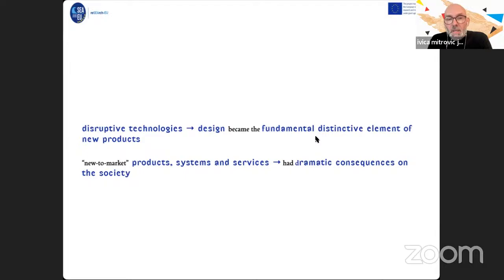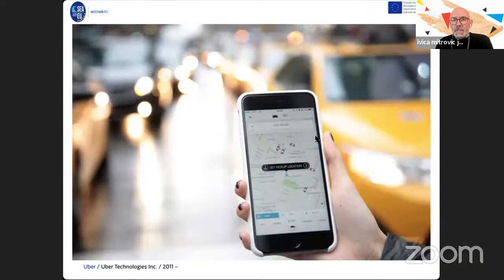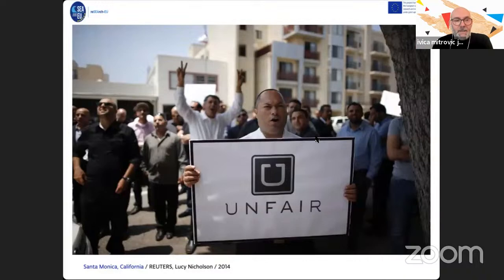These strong technological achievements provided great possibilities in the context of which design is becoming a kind of fundamental distinctive element of new products. And these new products, services, and systems developed in such a context had dramatic consequences on society. We have this example of Uber, which in a short time has shocked economic, legal, and labor systems in many cities and countries. And all these examples are using design as a key element of economic and market success.